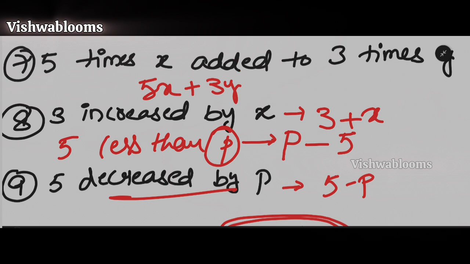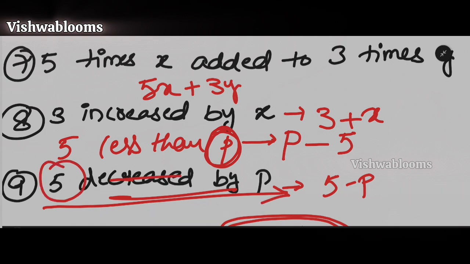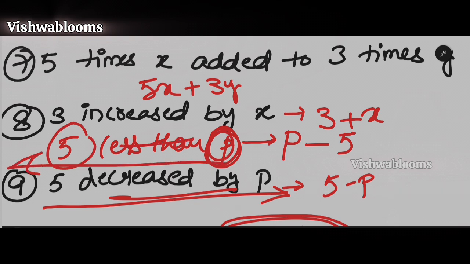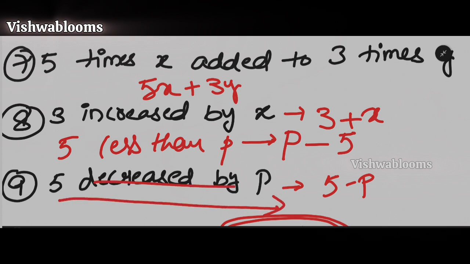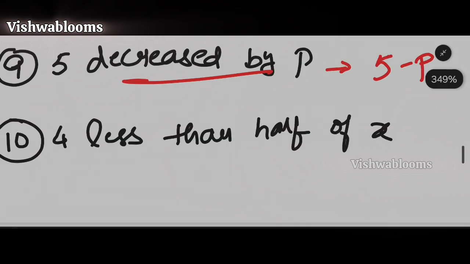Whenever you have less than, whatever is given after less than, first you should write that here. Then put minus, and then whatever is given first, write that. But whenever you have seen decreased by, you should go in this order only: 5 minus p, that's it. Very simple. But here it is p minus 5 in this order. Clear? I'll summarize everything once again. 5 decreased by p, in this order you go, just put minus. For 5 less than p, in this order you have to come, just p minus 5. That's it. I hope you understood the difference between less than and decreased by.